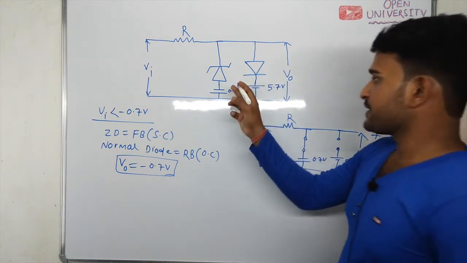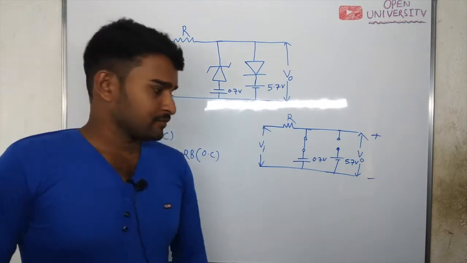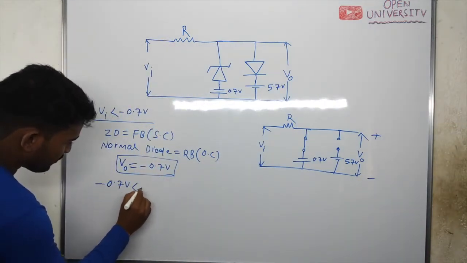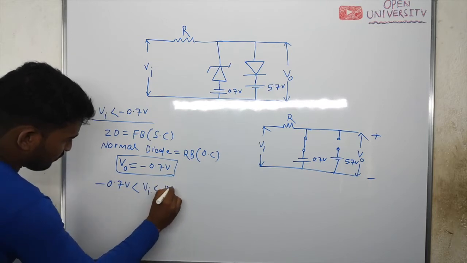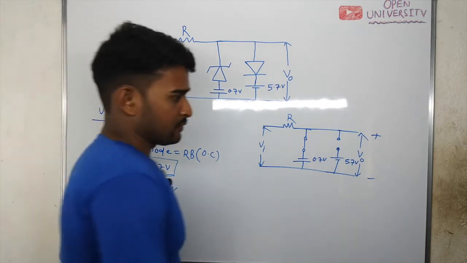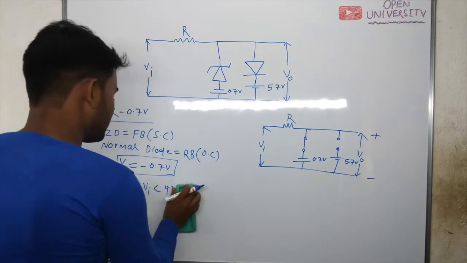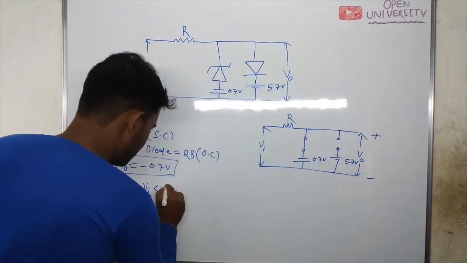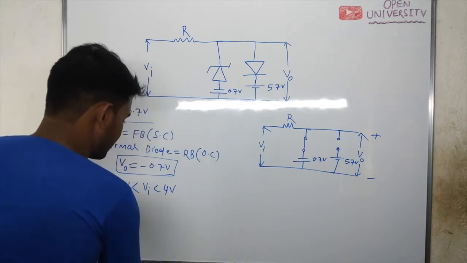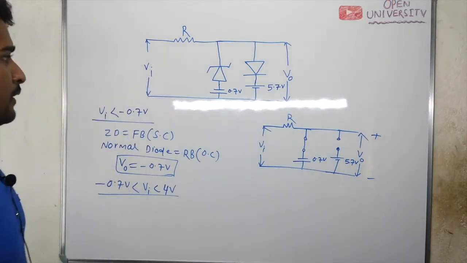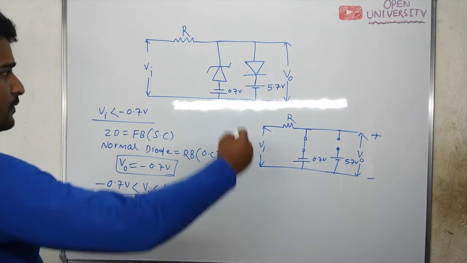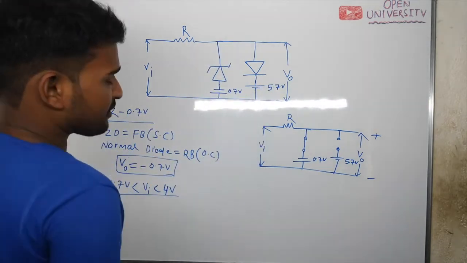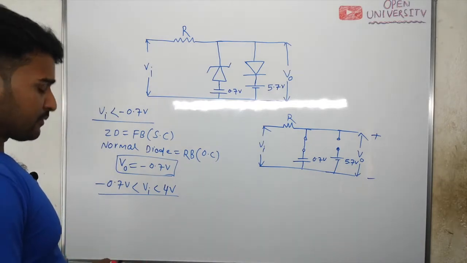And if your input voltage is in between minus 0.7 volt and 4 volt, where 4 volt is the breakdown voltage of the Zener diode, then in this range both the Zener diode and the normal diode become open circuited.